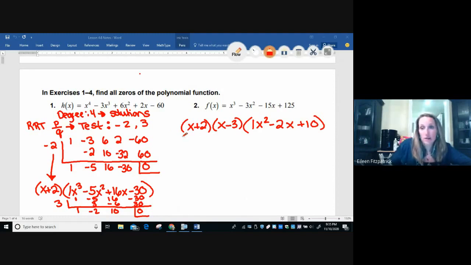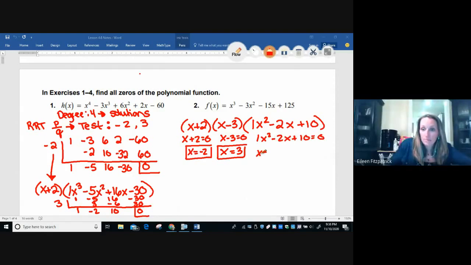Once you get all the factors, remember the goal is to find all the zeros. So at this point, I know I can set this equal to 0 and I get a zero of -2. That's one solution. Set this factor equal to 0 and I get an answer of 3. That's the other solution. But this one, when I set it equal to 0, since it can't be factored, I have to do the quadratic formula.